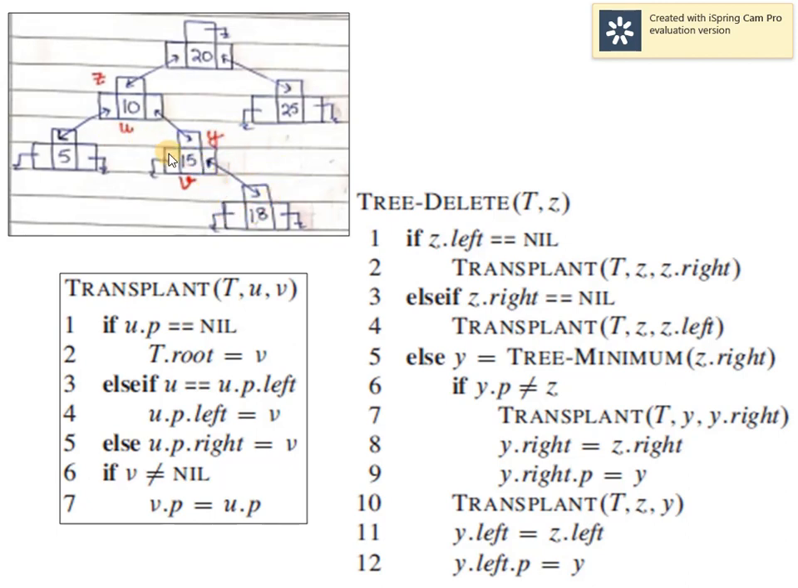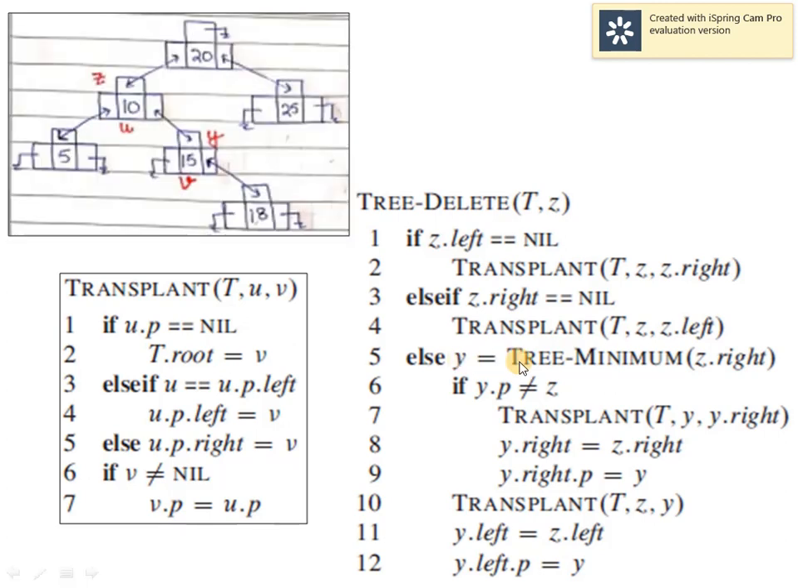So the only thing we have to do is simply disconnect the left subtree of the node to be deleted and connect it to the left of y. That's why we are checking at line number 6. We have to simply update the left pointer of y, because the right pointer of y will remain the same even after the deletion, if the parent of y is equal to z.